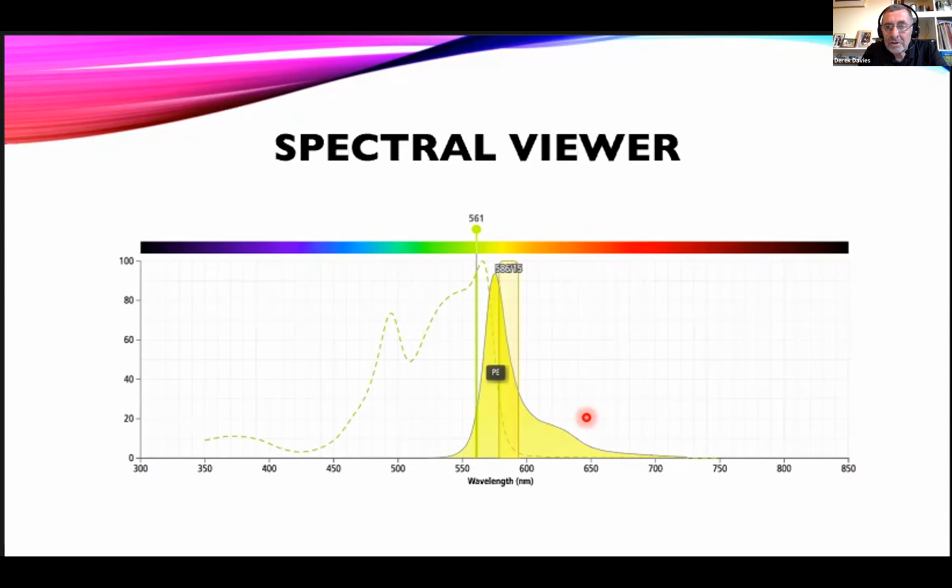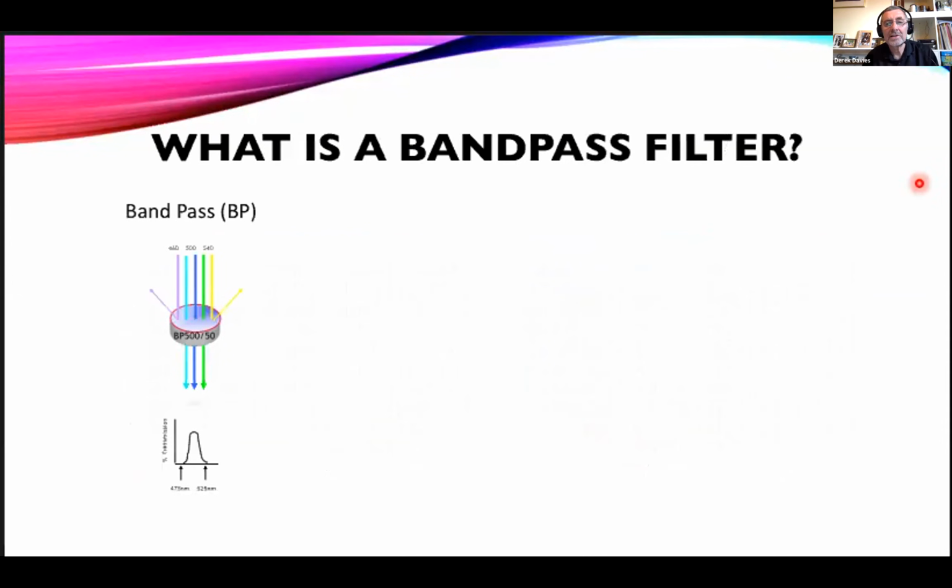So if you'd actually looked at the small print on the previous slide, you would have seen that we have a 586/15 band pass filter for our PE detector. Now, what does that mean? Well, a band pass filter has a very specific definition.